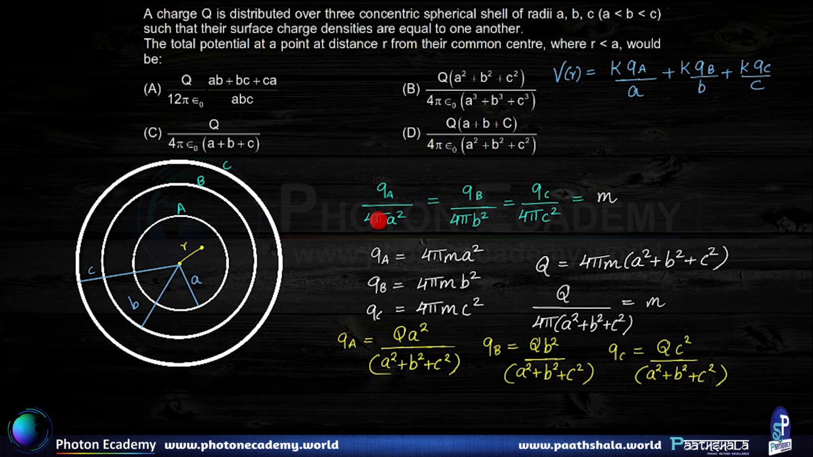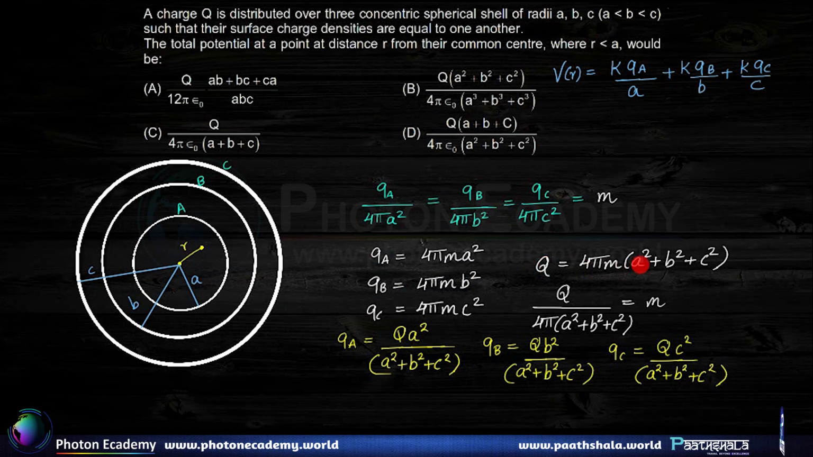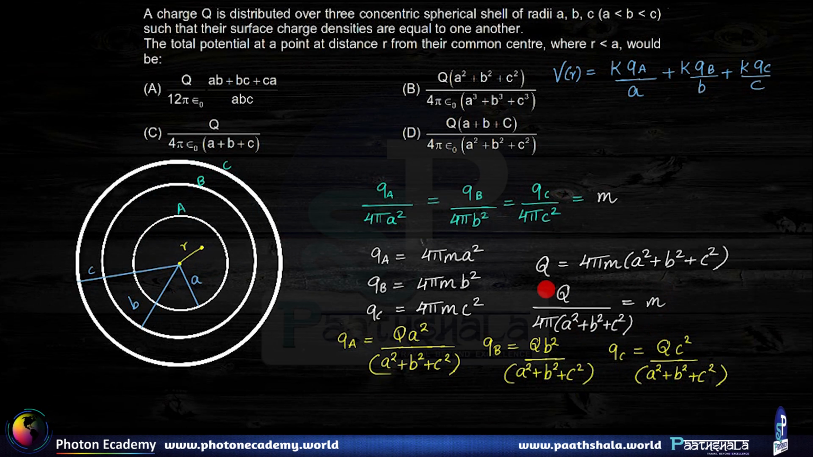So Q_A will thus be 4 pi a square into m. So this is what I have written over here. It will be 4 pi m a square. Similarly, Q_B will be 4 pi m b square and Q_C will be 4 pi m c square. Now we know that the addition of the three charges is nothing but the charge capital Q, that is the total charge which is distributed over these concentric spheres. So basically capital Q is 4 pi m into (a square plus b square plus c square), as is mentioned over here. From this equation we get the value of m. m happens to be equal to Q divided by 4 pi into (a square plus b square plus c square).